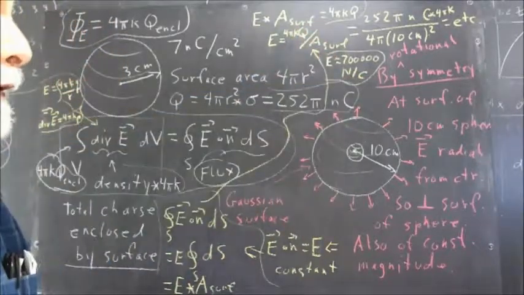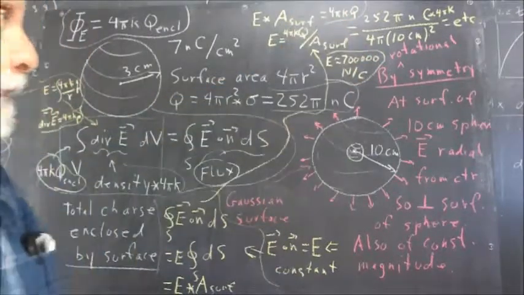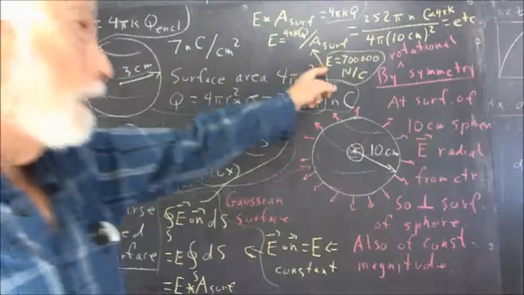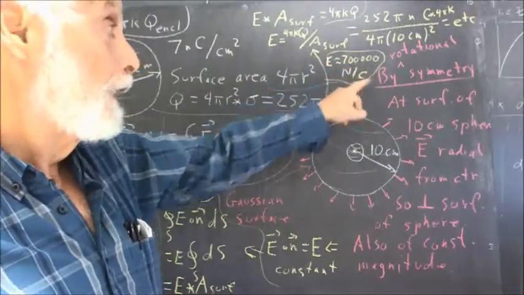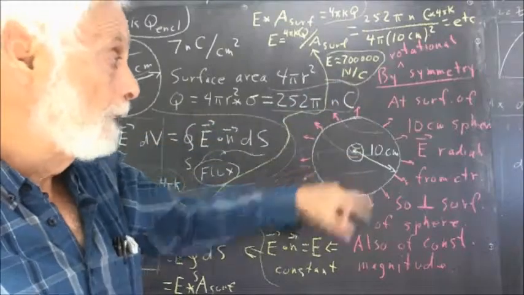It's worth the effort to see if you can catch me in an error. Of course, I'm making so many of them that's hardly a challenge anymore. You get 700,000 newtons per coulomb, about 7 times 10 to the 5th newtons per coulomb, which seems about right.